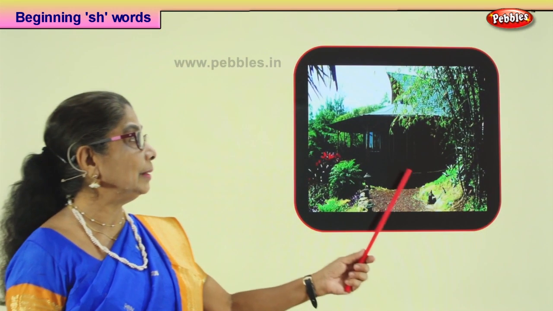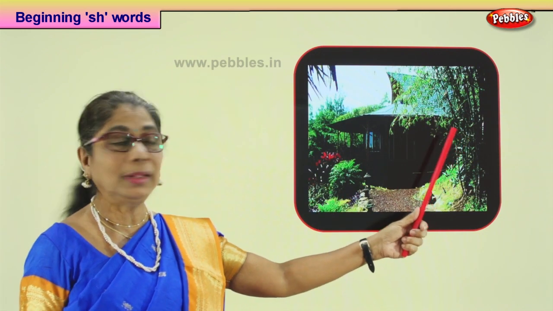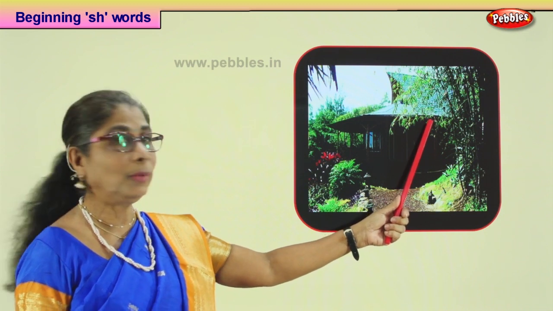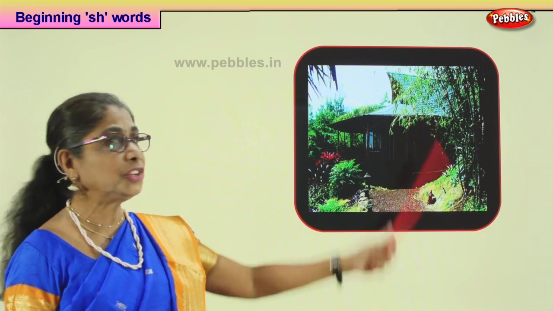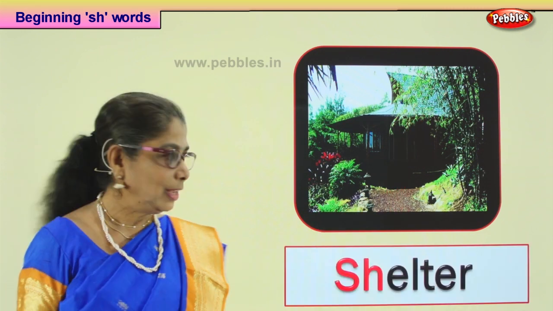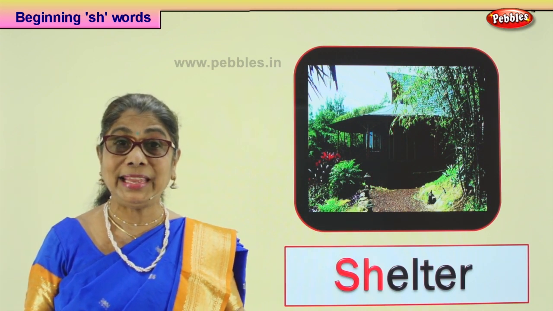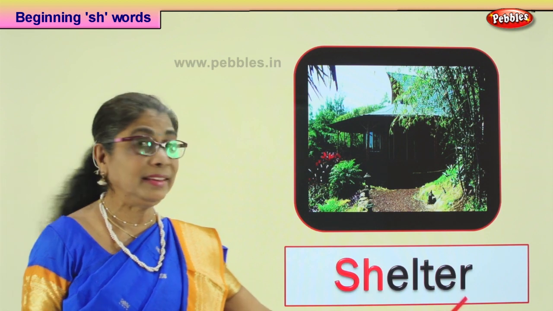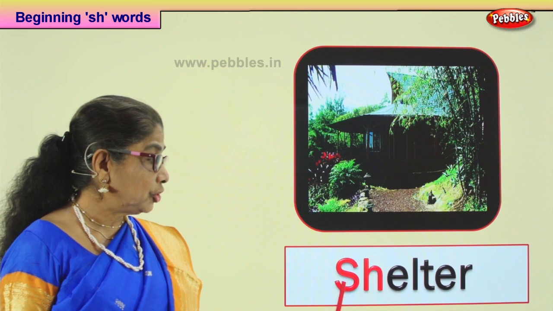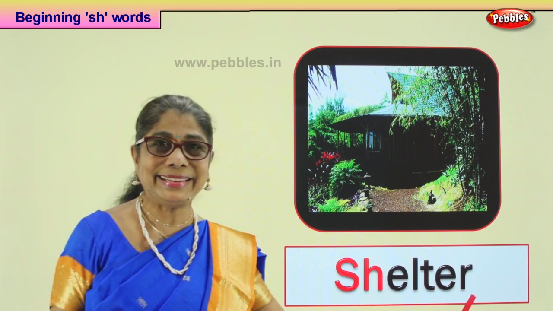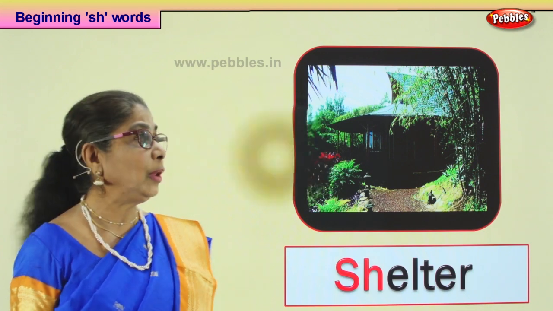What do we see here? A lovely, beautiful house is here. What could it be? When it rains, when it is sunny, you take shelter. Yes, you take shelter in a place like this so that you are kept off the heat and the rain. Shelter, a house, you take shelter from. Okay? Shelter. Good.